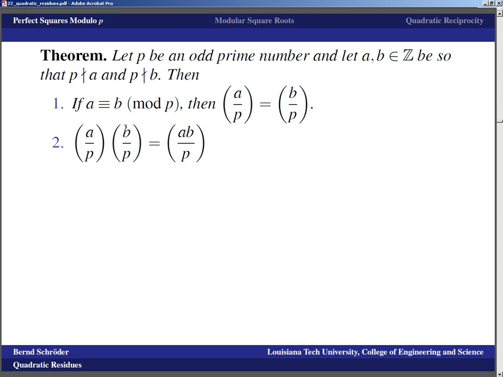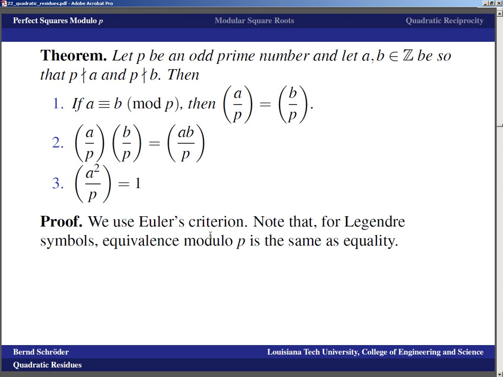Second, without any further hypotheses, the product of the Legendre symbols of a over p and b over p is the Legendre symbol of a times b over p. And third, the Legendre symbol of a squared over p is equal to 1. That should directly follow from 2, and it will. So, proof. Of course, we'll use Euler's criterion, and we can do that because for Legendre symbols, which are always either plus or minus 1, equivalence modulo p is the same as equality. We always know that equality implies equivalence modulo p, but if something has only two possible values, as long as those two values aren't the same modulo p, equivalence modulo p will imply equality, and that's the case here.